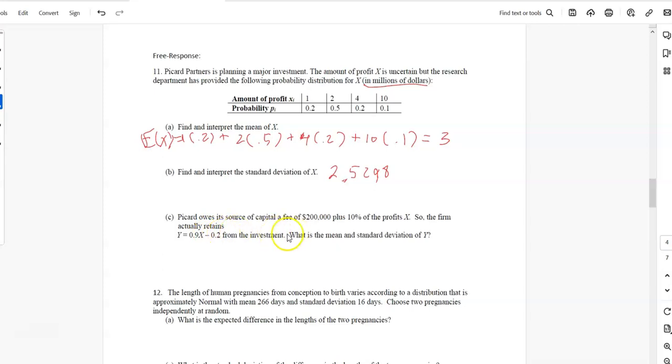So what is the mean and standard deviation of y? If you think about that equation here, they were nice, they gave us the equation. So you're multiplying and subtracting. If you take the mean and plug it in, the new mean will be 0.9 times 3 minus 0.2, whatever that is. Standard deviation is not affected by subtraction at all. So you just take the standard deviation, which was 2.5298, times 0.9, but you do not need to subtract the 0.2. So whatever that is is your answer for that one.